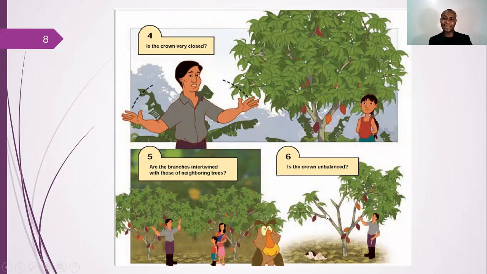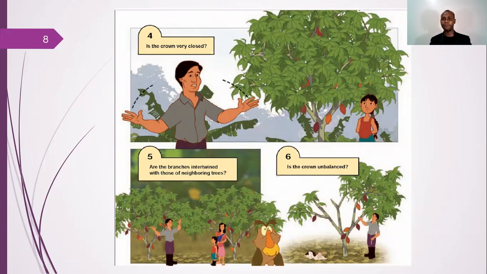Maybe there's a typhoon or something, and this branch is completely broken off. So what you need to do is provide a stick. You need to support this side with a stick so that it doesn't fall off. And then you need to allow this branch, the branch on the left side, to grow again.